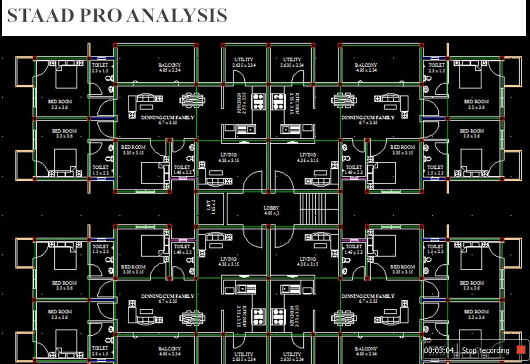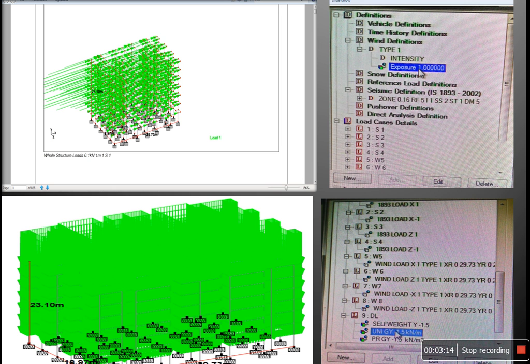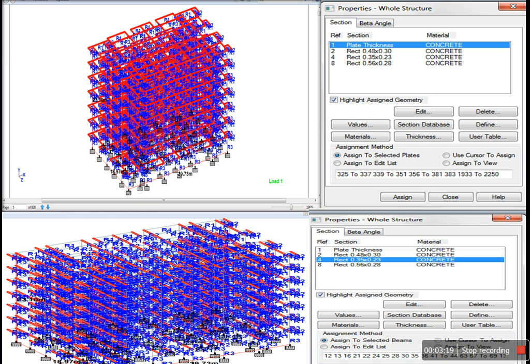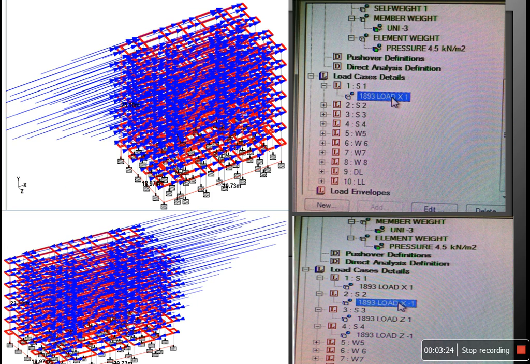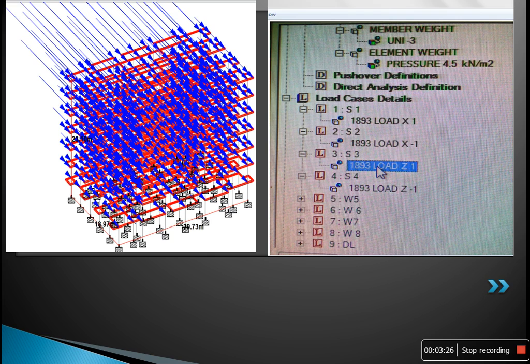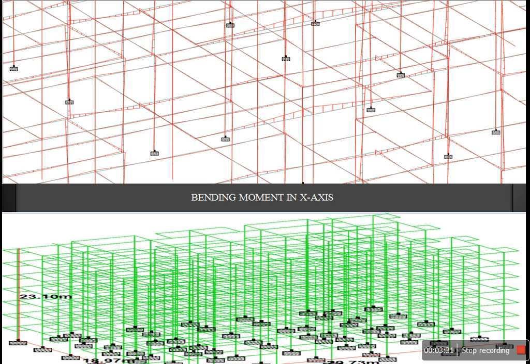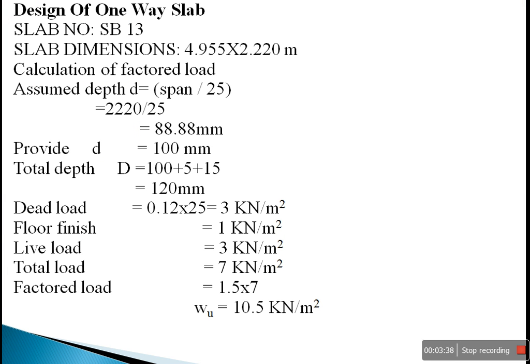Staad Pro analysis. We have Staad Pro results from the member load analysis and from the wind load, seismic forces, etc. This is a critical slab diagram column. These are Staad Pro diagrams which we have calculated. This is a main component of the building. This is a wind load analysis in X and Y direction, in Z direction, in minus Z and plus Z direction. This is bending moment in X axis. This is a seismic analysis diagram. This is shear wall.